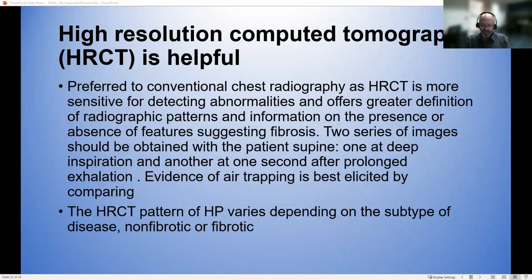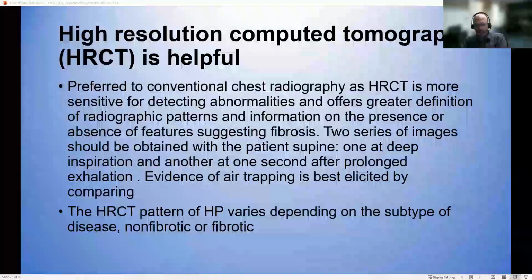So as mentioned in the 2020 guidelines, pulmonologists recommend a high-resolution computed tomography when evaluating these patients, as it's more sensitive for detecting abnormalities and offers a greater definition of patterns and information on the presence or absence of features suggesting fibrosis. It'll also pick out air trapping. Next slide, please.